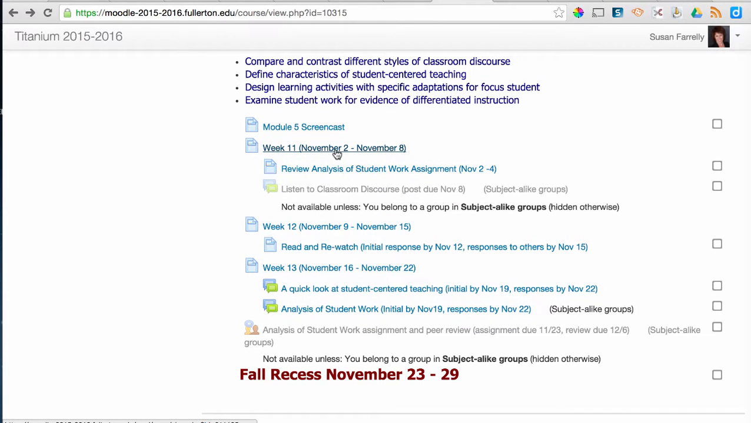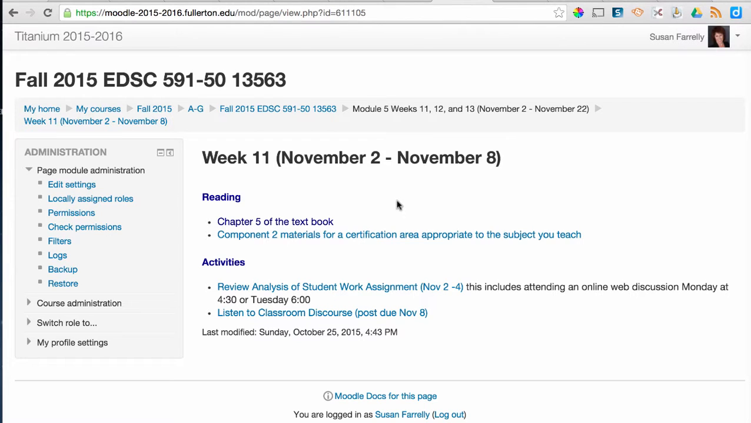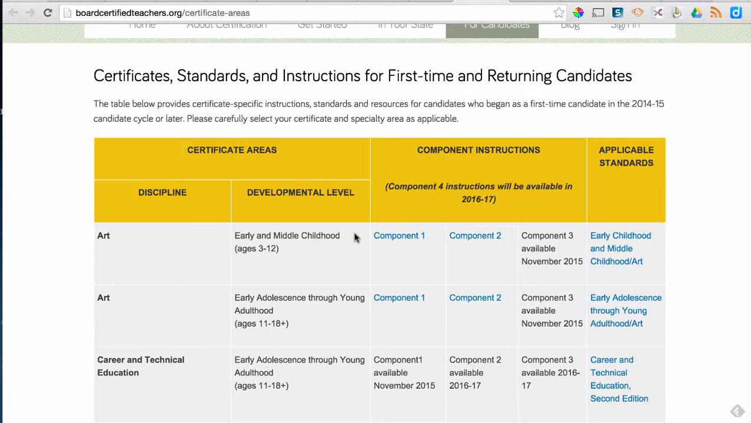Because this assignment is fairly complex, in week 11, a big portion of that week is spent actually looking at the Component 2 materials for your specific subject area. So you'll go into the certificate area, and this time instead of looking at the standards, which we looked at earlier in the second module, we will be looking at the actual guidelines and questions and framework found in the Component 2 section of the instructions.